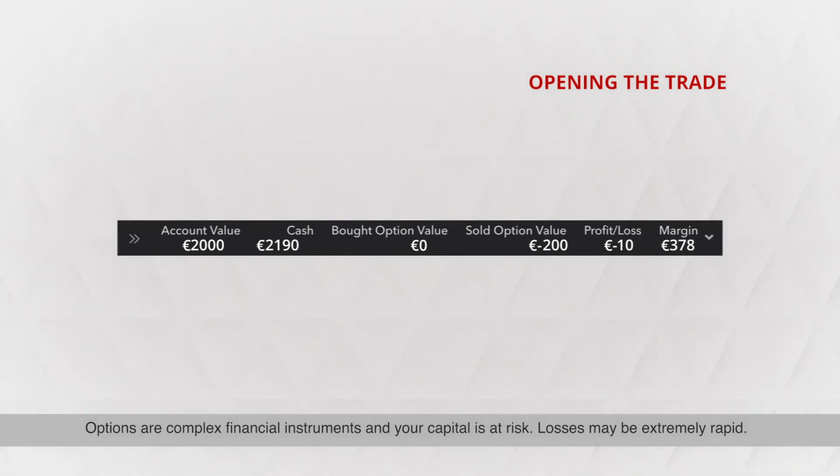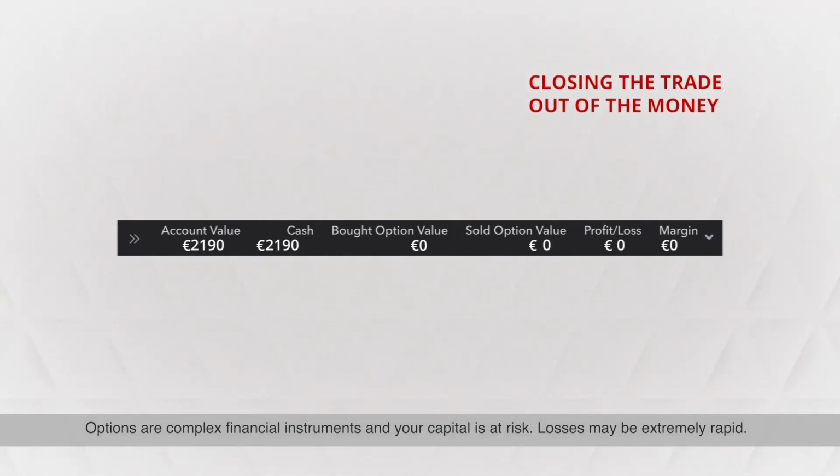When selling options, a margin is always incurred of 2% on the underlying. Your account value equals cash plus your sold option value. When you close your option, the sold option value, P&L and margin all go back to zero. If the option expires out of the money, you'll keep the premium and your cash balance won't change.